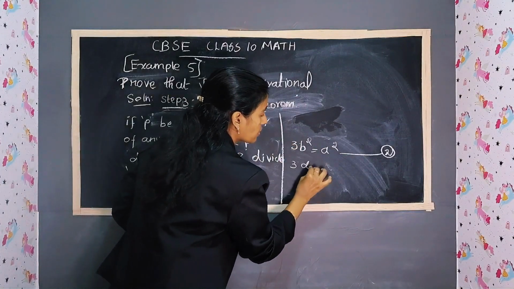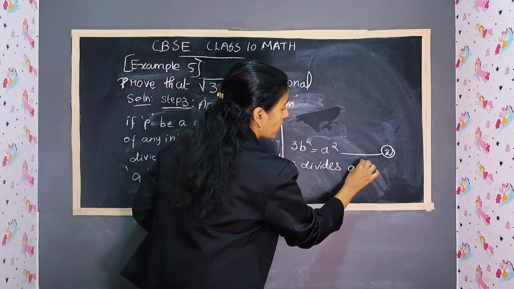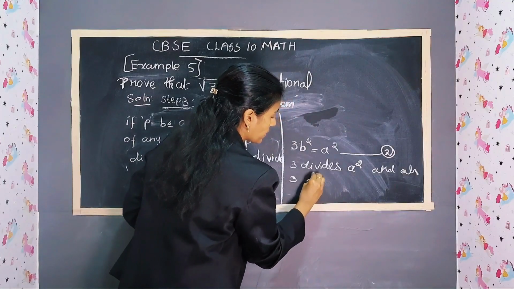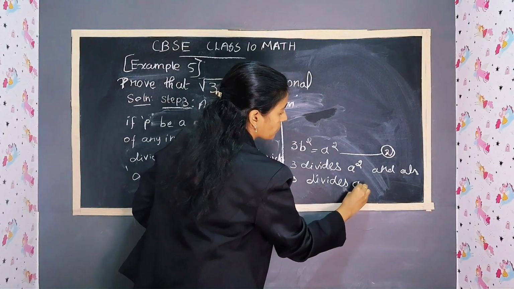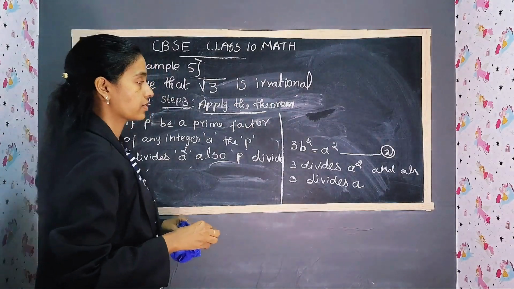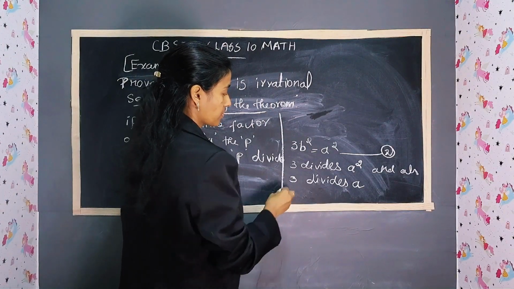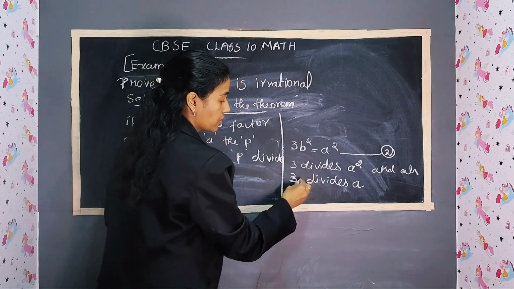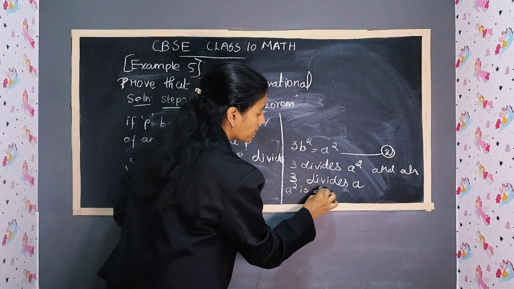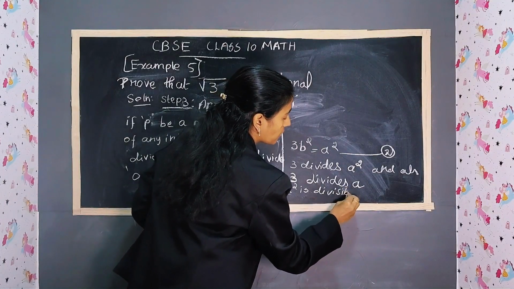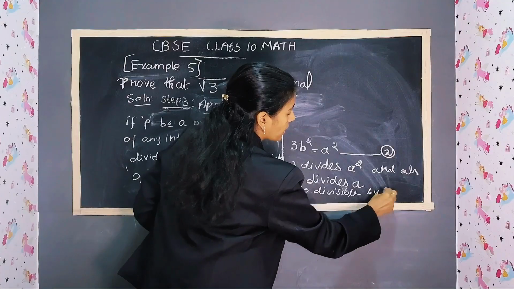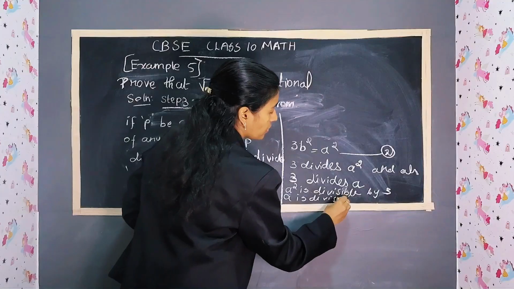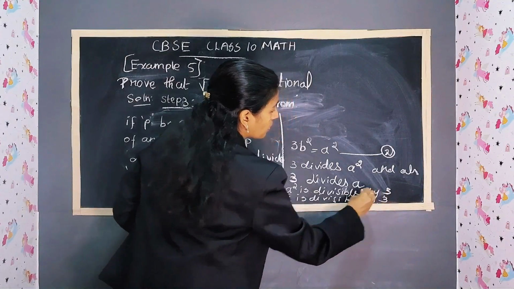P means 3. We are just applying the theorem in this formula. So, 3 divides A square and also 3 divides A. We are applying the formula here. Okay. So, we can write in another way. Like A square is divisible by 3 and A is divisible by 3.